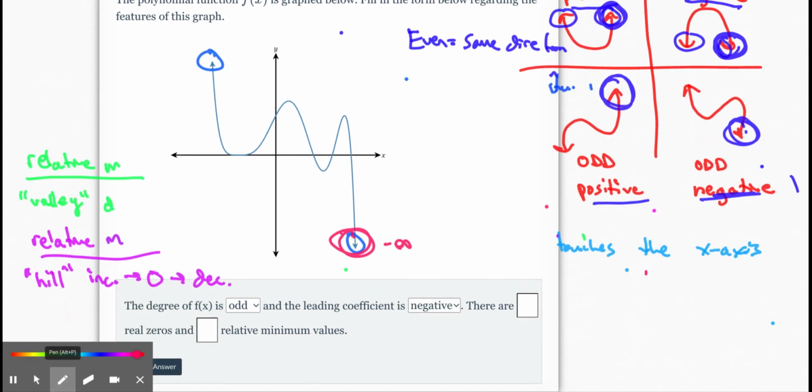Number of real zeros. We've got one where it touches here. It's kind of hard to tell on that one, but it looks like it does touch there. And we've got another one here, so that's 2, 3, 4. So 4 real zeros.